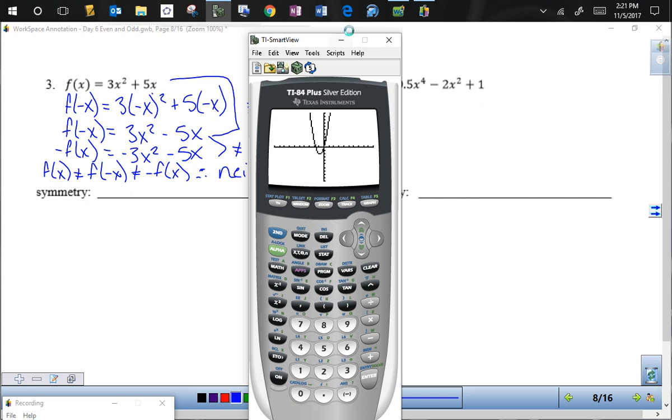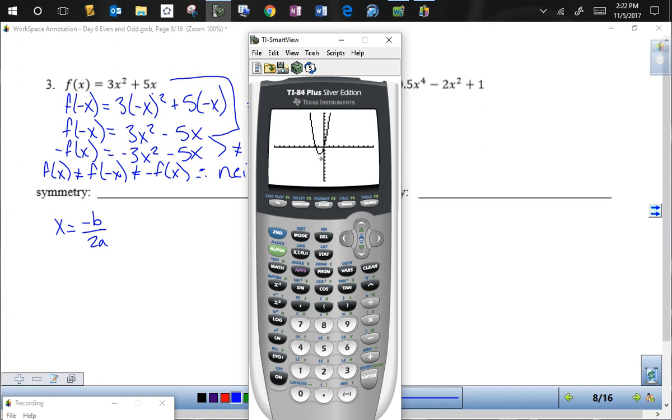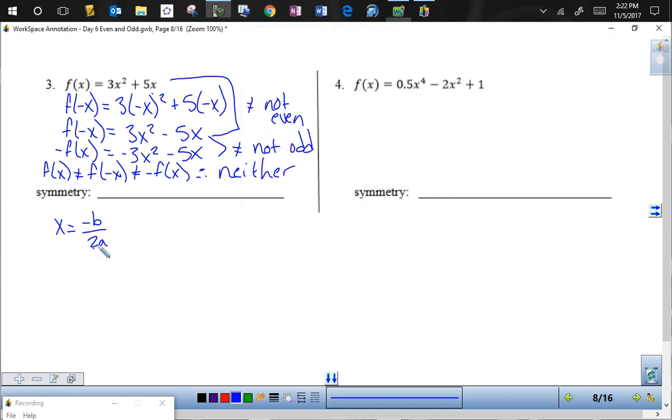It's over that axis of symmetry. If you'll remind yourself from Algebra 2 days, the axis of symmetry is the x value of the vertex, and you can find that by taking the opposite of b over 2a. If you would like, you can find this in your calculator just by tracing that minimum, but doing it algebraically might be a little bit quicker for us here. So opposite of b, negative 5, divided by 2 times a.